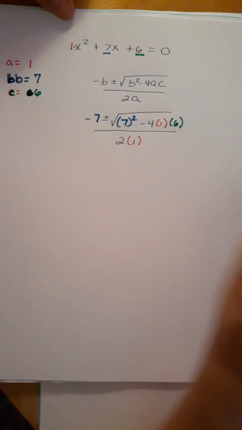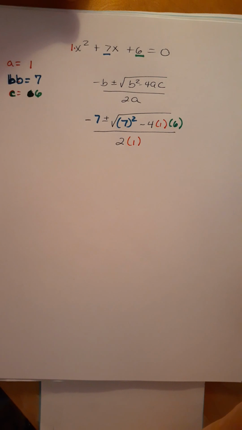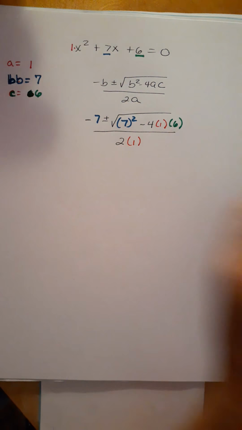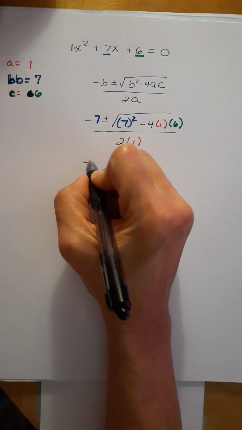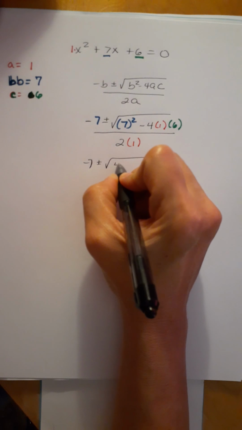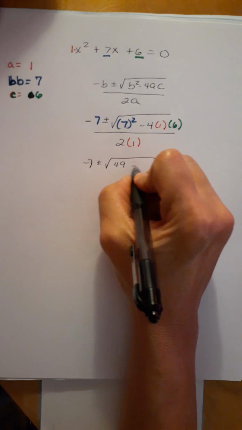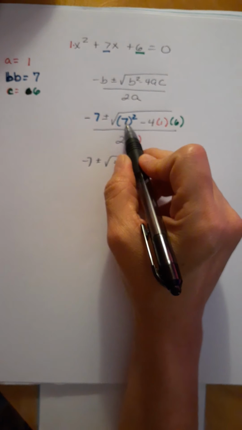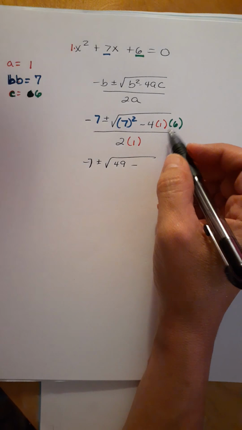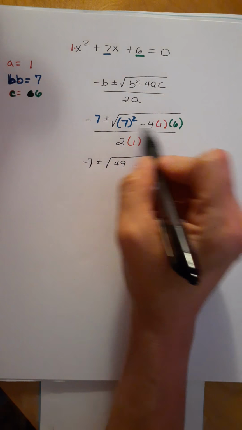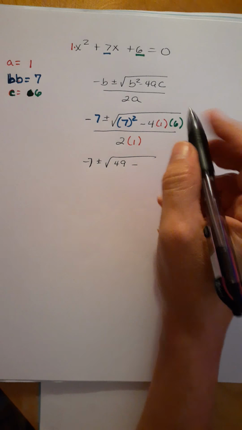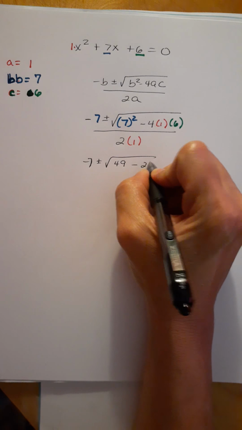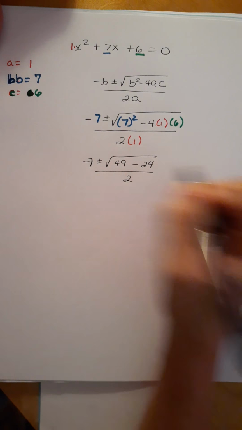Cool. Now, let's see what happens. So now that we know where everything goes, let's do this. We are going to get negative 7 plus or minus 7 squared is 7 times 7, which is 49, minus 4 times 1 times 6. Now remember, we multiply before we start subtracting. That's where order of operations is important. We got to figure this out. 49, 4 times 1 times 6. Okay, that is 24 all over 2.